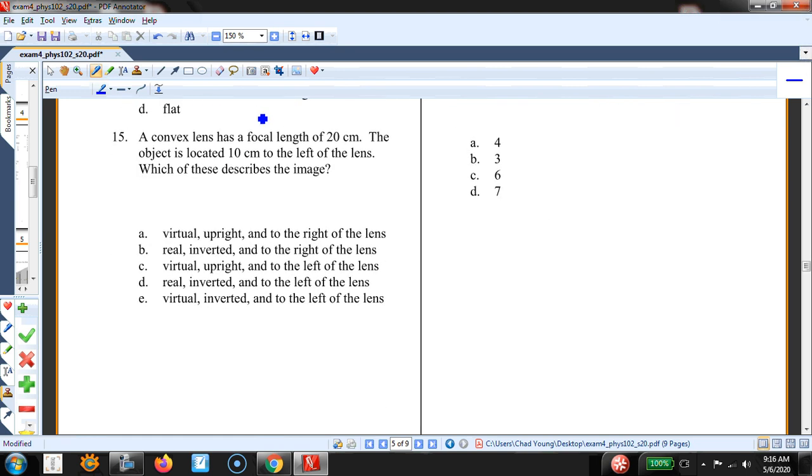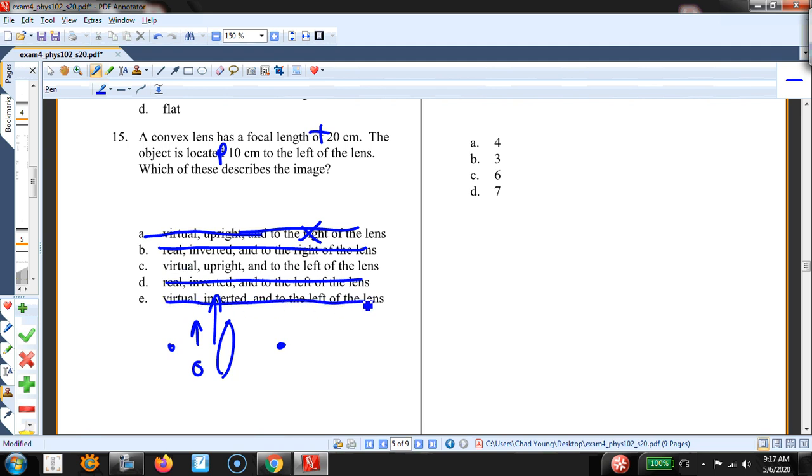A convex lens has a focal length of 20 centimeters. Because it's convex, that's positive. The object is located at 10 centimeters to the left of the lens. Which of these describes the image? So let's just draw it out. I have the focal point here. My object is right here. I know, just because I know my ray diagrams, that this object is going to produce an image that is bigger, virtual, and upright. So virtual, upright, and to the right. That's not right because it shouldn't say right. This shouldn't be real, not real. This one shouldn't be inverted. In fact, virtual images are always upright. So C is the right answer.